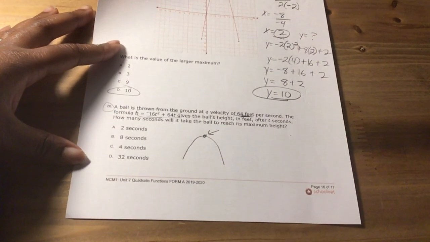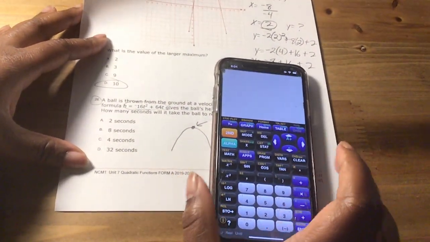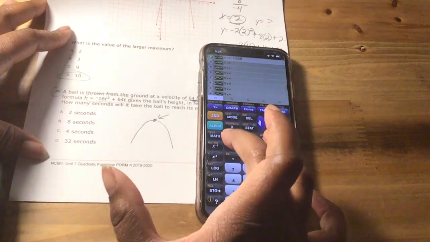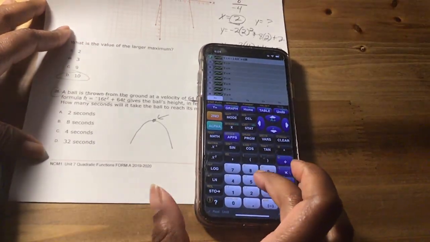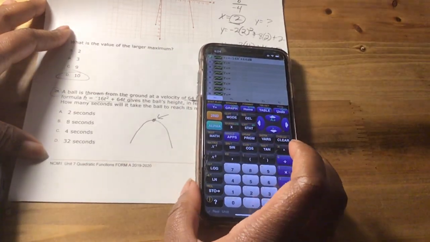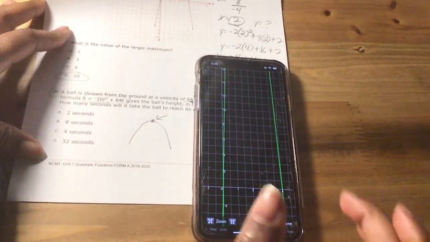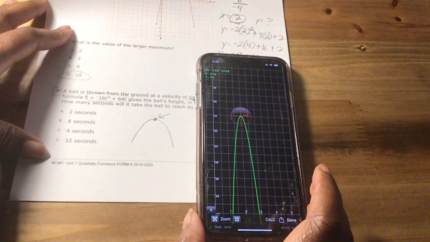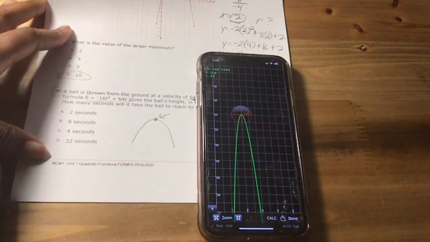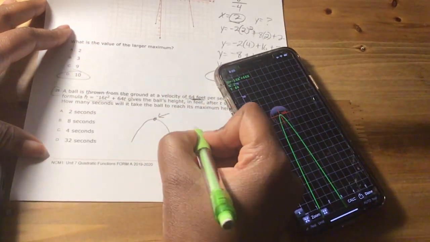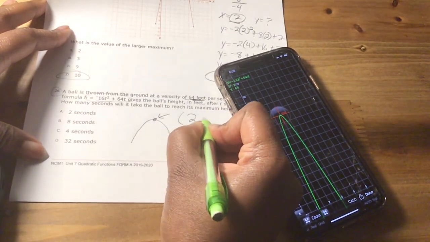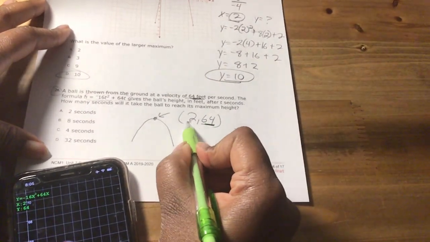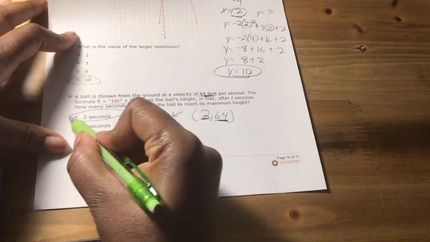So what you do is you're going to type that into your calculator. Y is equal to, clear, that's -16 x squared plus 64 x, okay? And when I graph it, it's going to be way up here. So the maximum is 64, at 2, 64. So the maximum height is 64, but it's in 2 seconds. So your answer is going to be A.